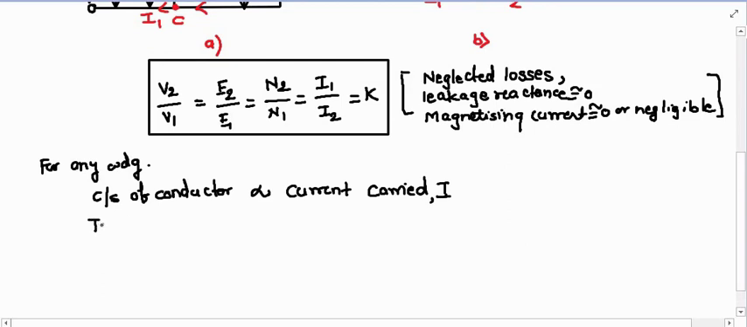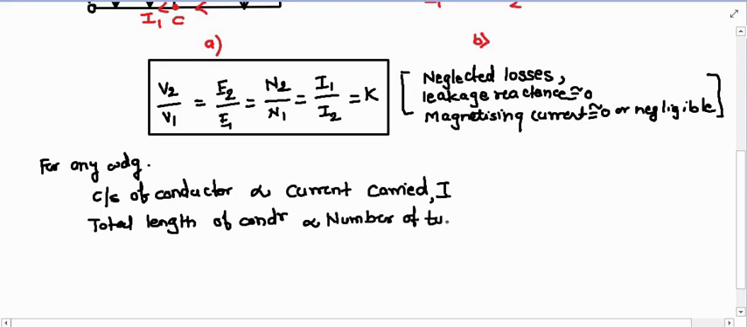Similarly, I can write down that the total length of the conductor is proportional to the number of turns, let's say n. Hence, what is area of cross section into length? It is nothing but the volume.